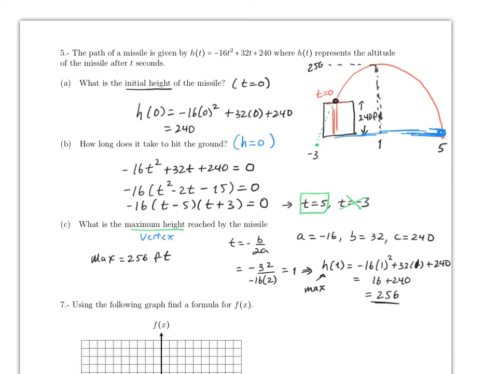Now you can also do this by completing the square on this one, but that's a little more work, but it's up to you. If you want to complete the square, then you will have to write h of t. You need to factor the minus 16. This will be t squared minus 2t, plus the 240, and then complete the square. But if the equation looks like this, it's easier to do it this way, but it's up to you.